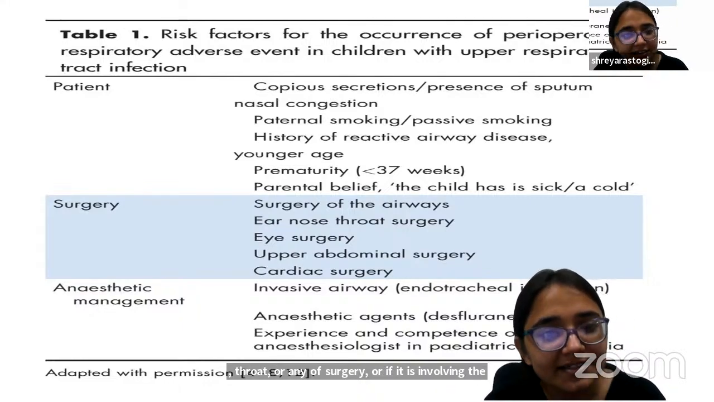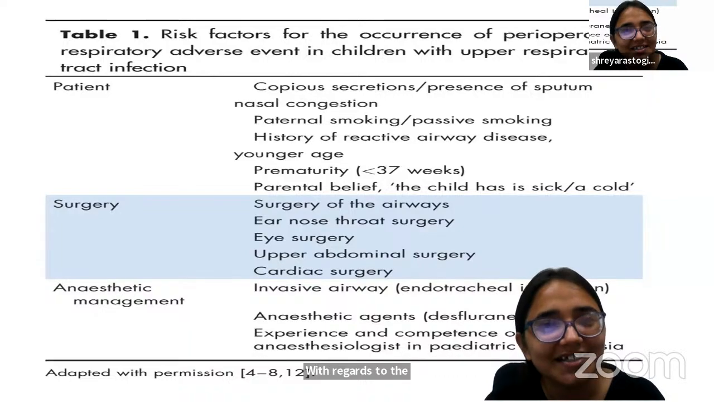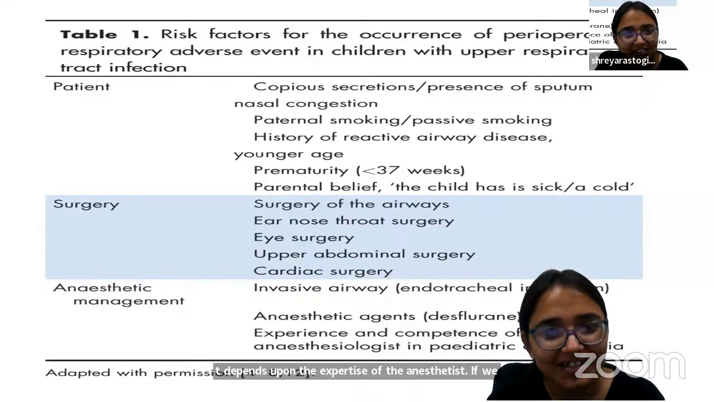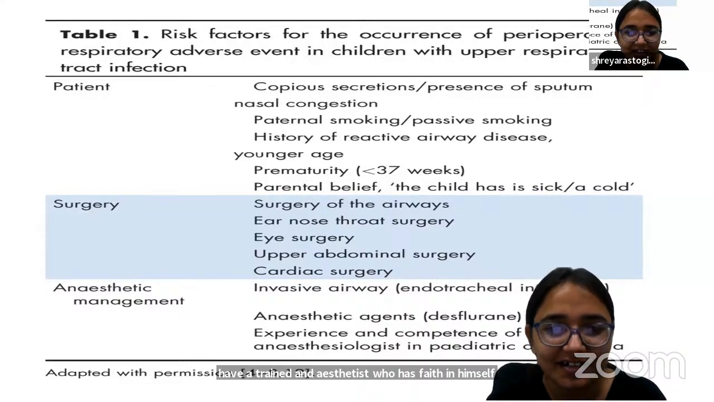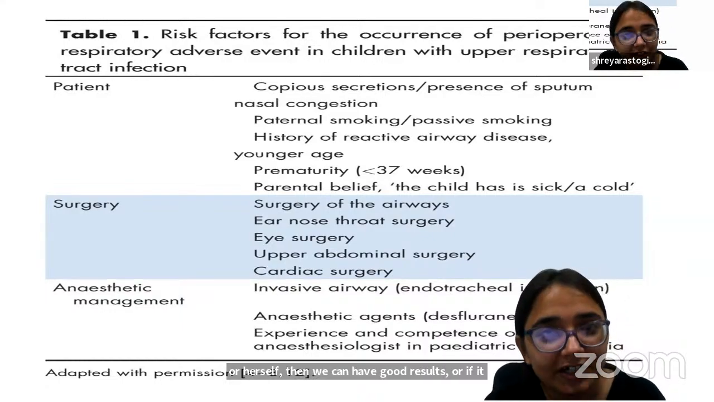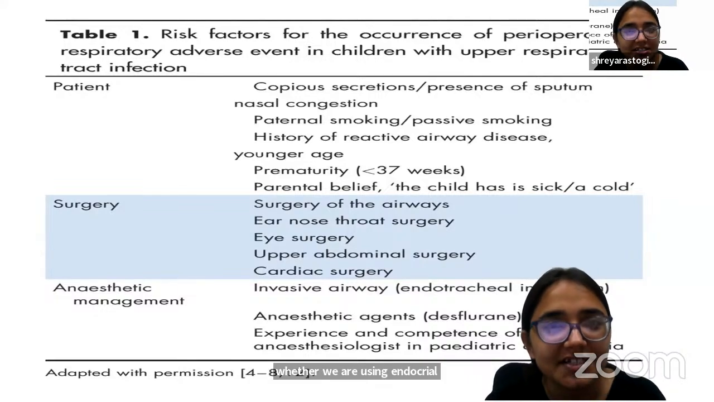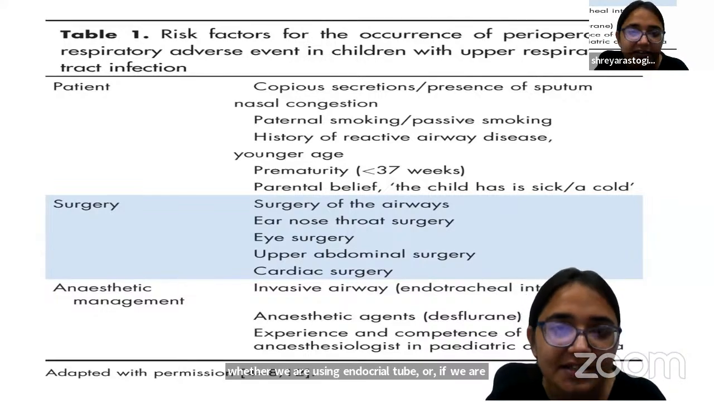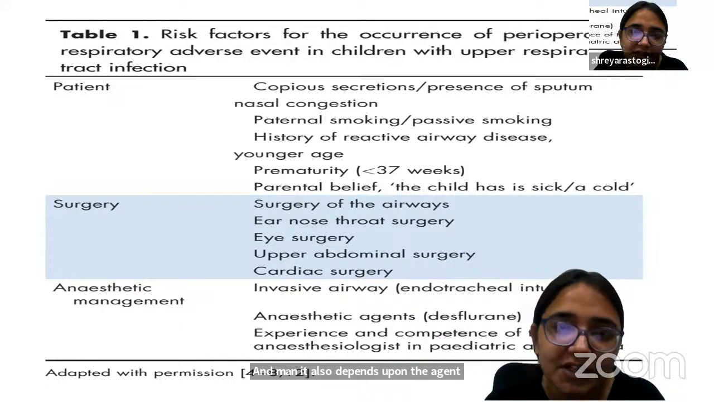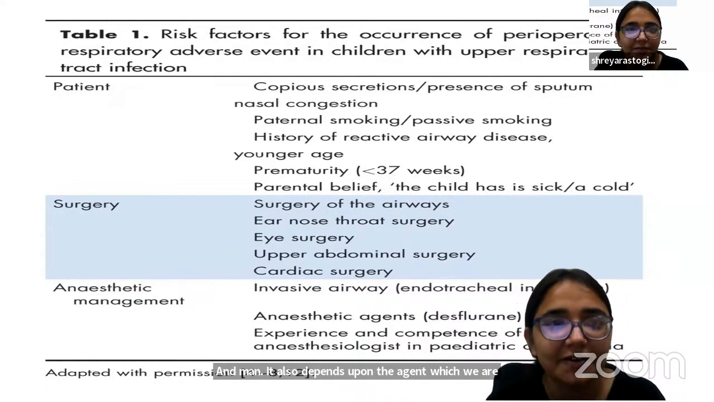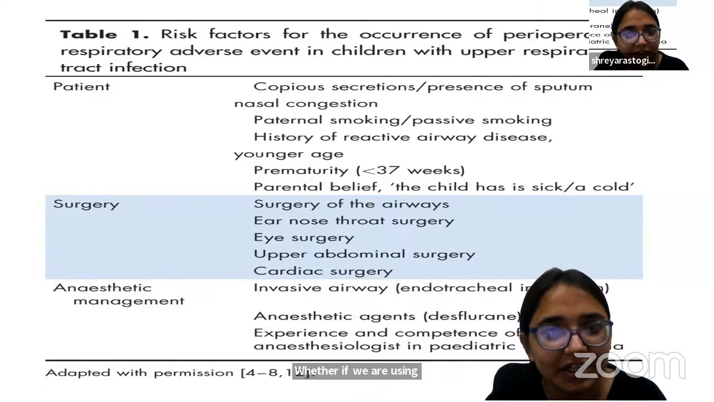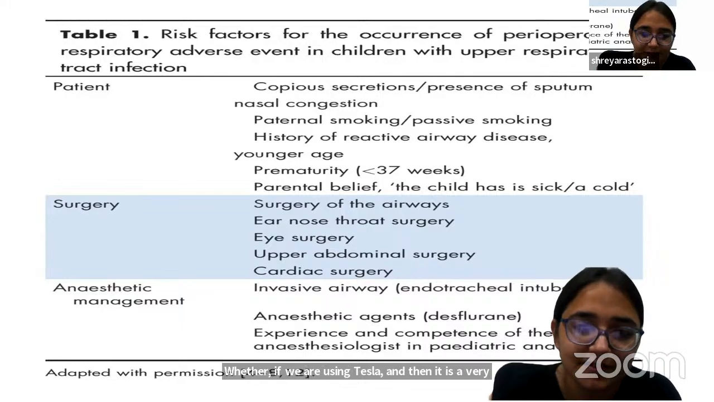With regards to the anesthesia-related management, ma'am, it depends upon the expertise of the anesthetist. If we have a trained anesthetist who has faith in himself or herself, then we can have good results. It also depends upon the device which we are using, whether we are using an endotracheal tube, or just a face mask to ventilate the patient, or LMAs. And it also depends upon the agent which we are using, whether inhalational agents or induction agents. If we are using desflurane, it is very irritant to the respiratory tract. So we should avoid such things.